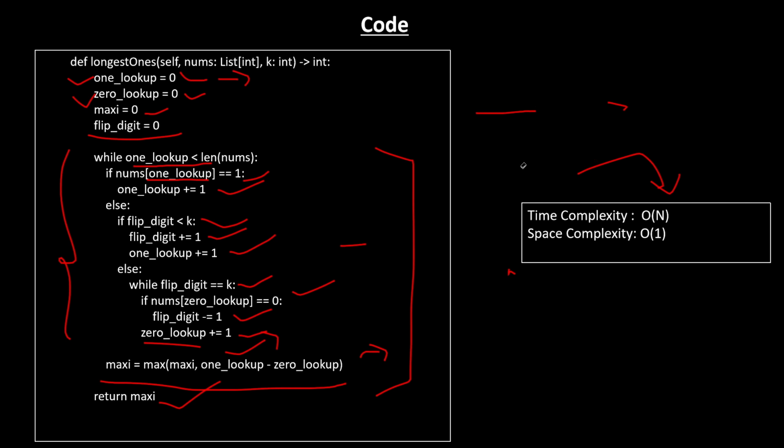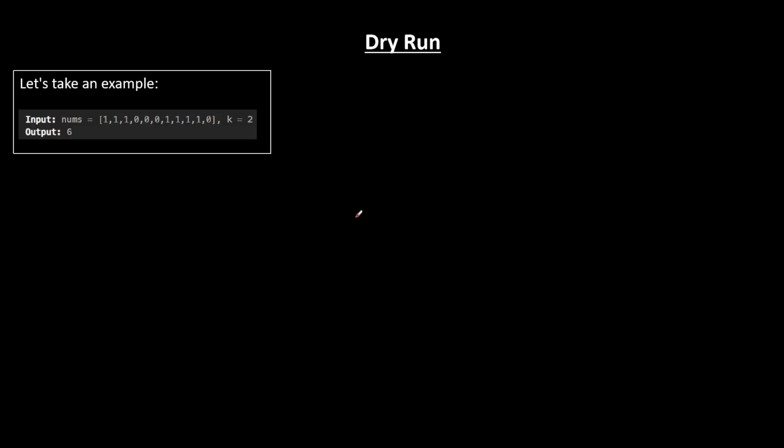That's why the time complexity comes out to be O of n. We are just iterating the complete array once. And space complexity is O of 1 because we are not storing any value in any kind of data structures like list, dictionary, or anything. Okay, now let's move to the next slide. Now, since we have the understanding of the code, let's look at the dry run of the example.